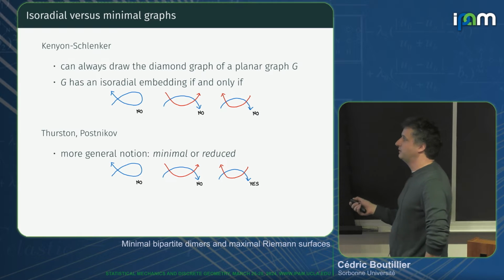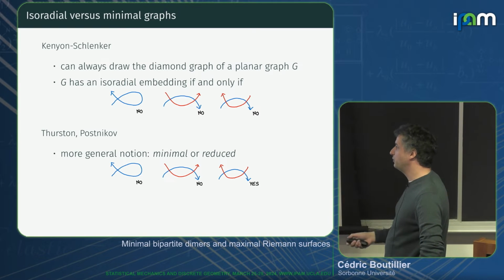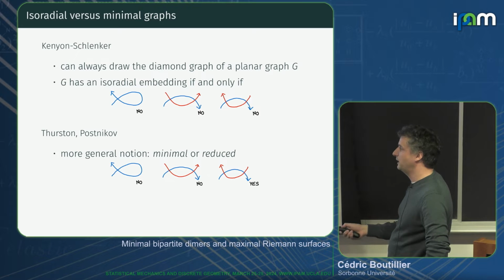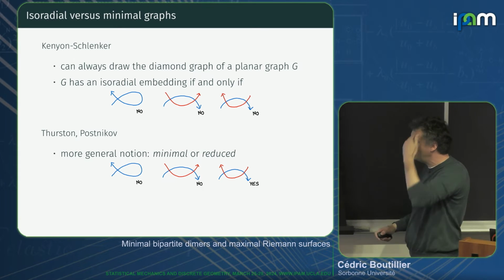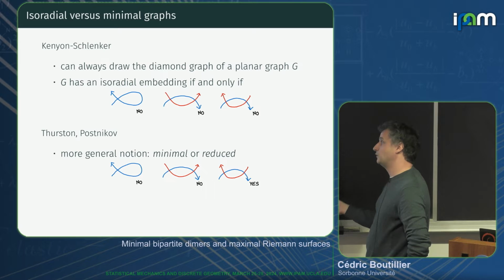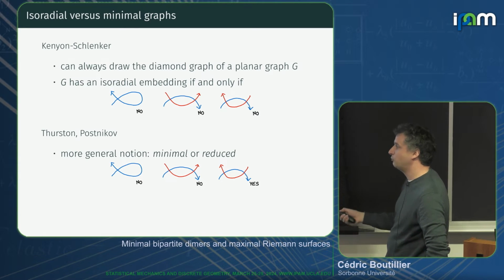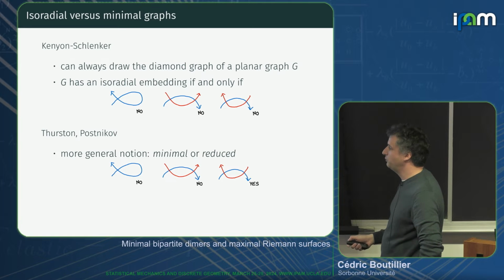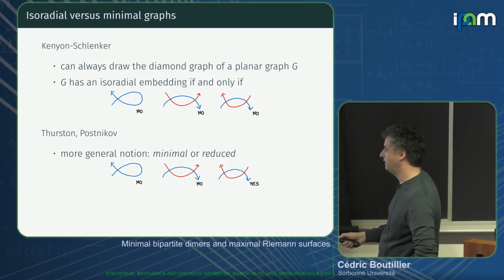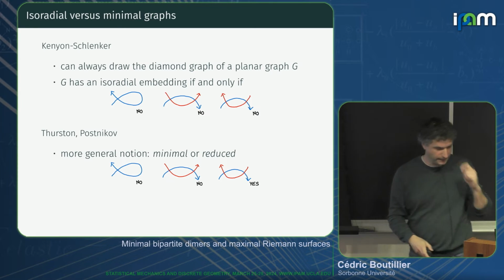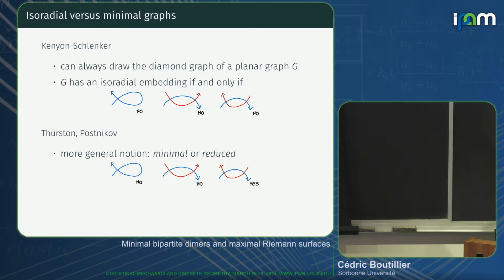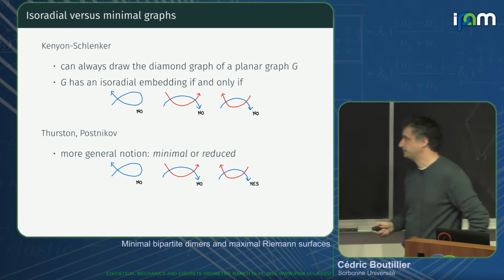So in fact, it turned out that Kenyon's construction also works in a more general notion that we saw before, for not only isoradial graphs, but what is called minimal or reduced graphs, which is the situation where you forbid train tracks to cross themselves or to have multiple crossings in the same direction, but you allow multiple crossings in opposite directions.